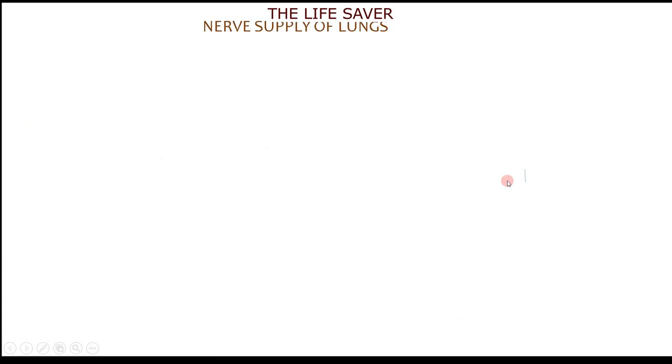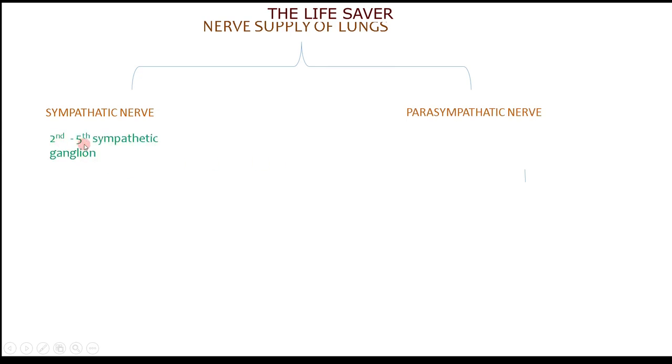Now we are going to discuss the nerve supply of the lungs. There are two nerve supplies, the sympathetic nerve and the parasympathetic nerve. The sympathetic nerve is supplied by the second to fifth sympathetic ganglia, and they inhibit the smooth muscles of the bronchial tree. That's why sympathomimetics are mostly prescribed in asthma, as they relieve the bronchospasm.